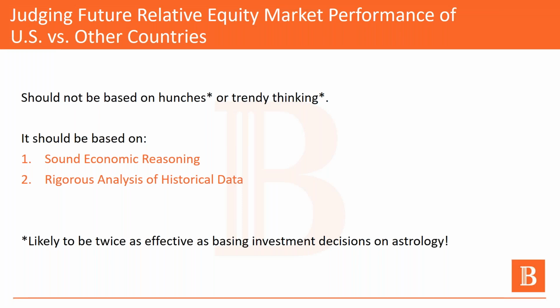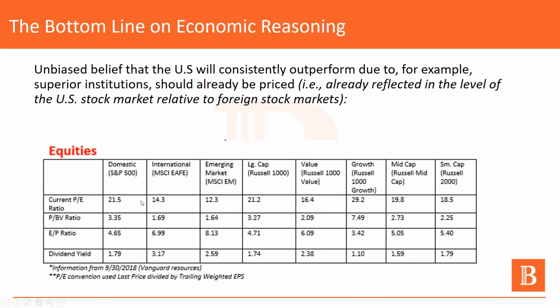Now, I'm not going to present either of those today, sound economic reasoning or rigorous analysis of historical data, because we don't have time to do it. But that is the process that we go through at Biltmore when we make this decision of how much money to invest in international rather than domestic stocks. So let's take a little look at the sort of things we look at regularly. In fact, every quarter at every investment committee meeting, we look at a chart like this. And what this is doing is summarizing.